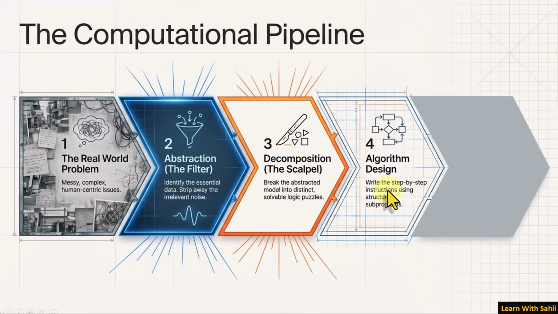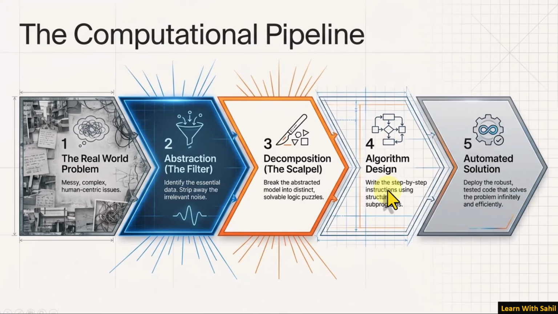Then after that, we have an automated solution. We deploy, or code, the algorithms that we have created, to work tirelessly and efficiently. So that is the computational pipeline, how you perform things when you want to create software, or when you want to create programs that solve problems on a computer.